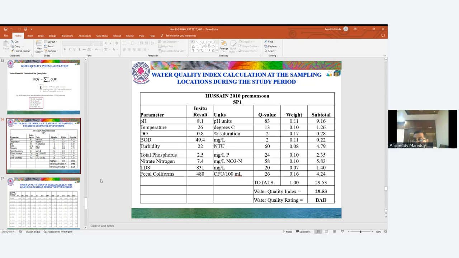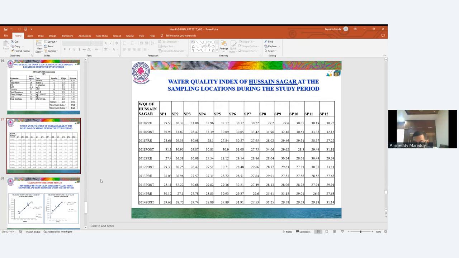So finally, the water quality index is 9.53. That means the rating is very bad. Hussain Sagar water is obviously very bad. That is also evident by this study. And again, we have the water quality index of Hussain Sagar Lake at the sampling locations during the study period, and at each point we found the quality index by considering all the parameters, and these are all in very bad condition.